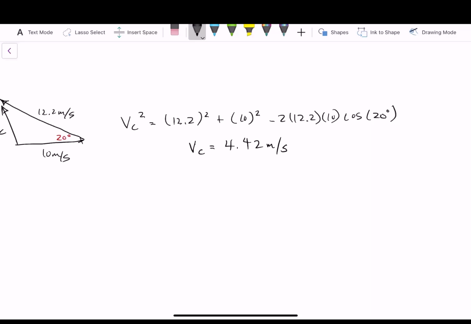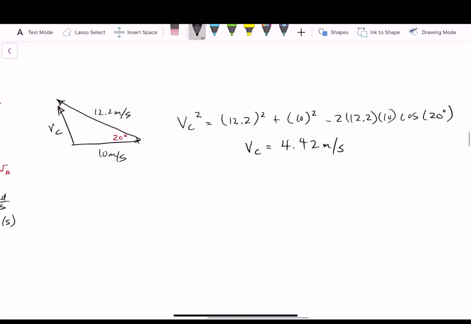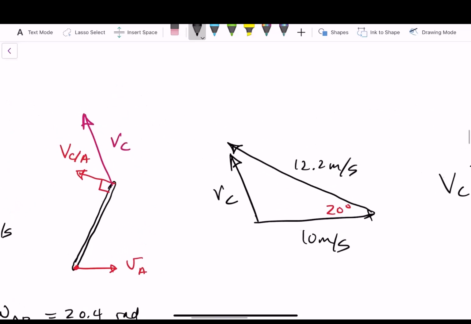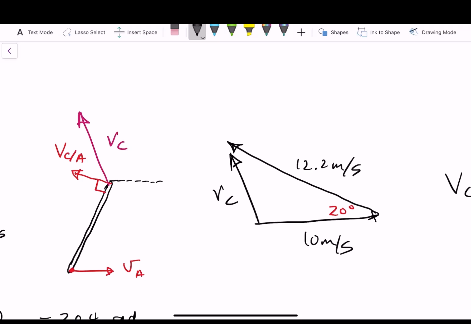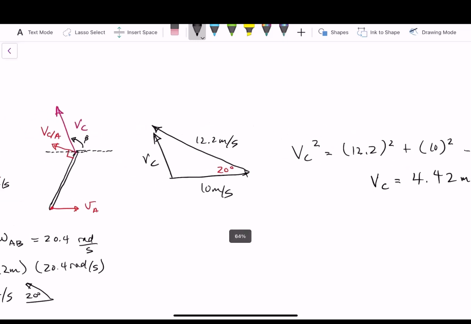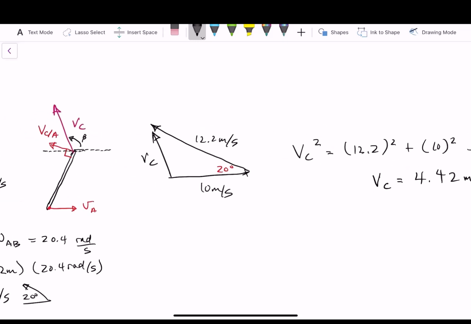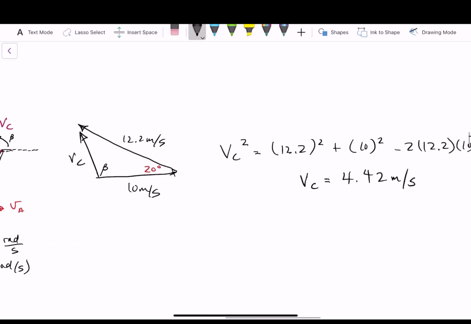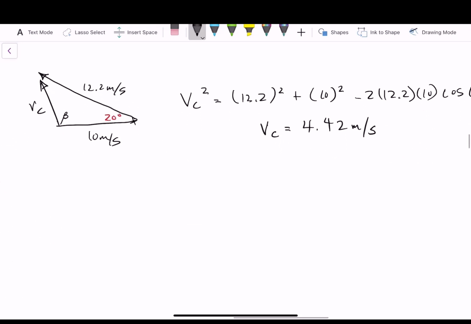Now, we need to figure out what that angle is. That's the very last step, because we do have our magnitude. It is a vector, so we need our direction as well. So if we go back to this, we need to figure out what this angle here is, which we can call beta. Now that we have three sides and at least one angle, we can use the sine law to solve for any of the angles, including that beta angle, which would be here. So all we have to do, as I said, is use the sine law.